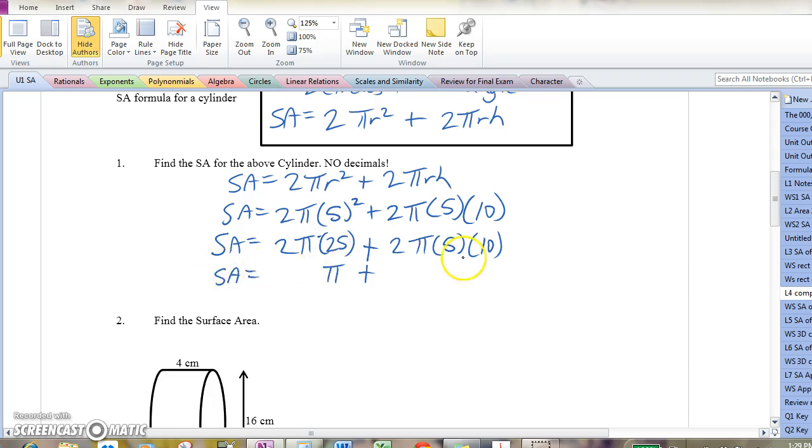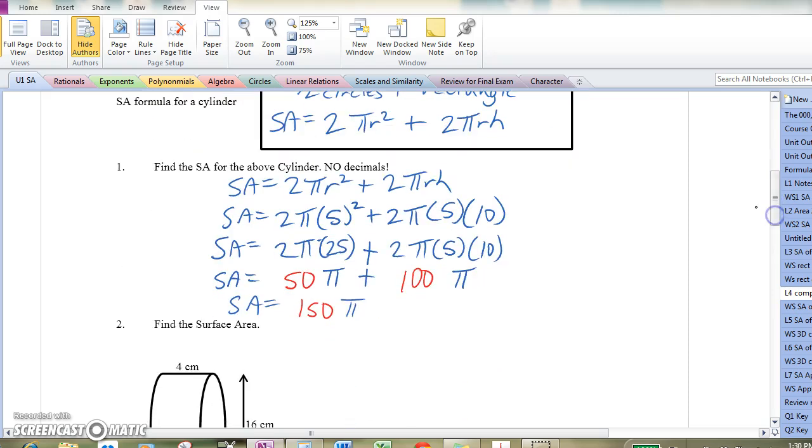Now probably after the next question, you probably won't even do that because that's kind of a middle step. You'll just tell me how many pi's are at the front and how many pi's are at the back. So how many pi's are at the front? 2 times 25? 50. So there's a total of 50 pi's at the front. 2 times 5 times 10? 100. So then, all together, you have to add them up. Surface area equals how many pi's? Yeah, add them up, 150. So 150 pi, and that's going to be units meters squared.